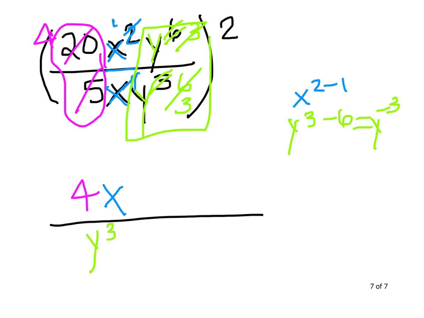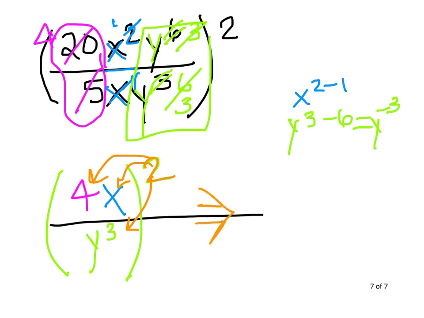Now we've simplified. Isn't that a much cleaner problem? Instead of 20x squared y to the 6 over 5x y to the third and then having to square that whole thing. Yikes, right? Now we've just got this. This is cute and easy. Okay? We keep our 2. And now, because everything's within the parentheses still, we want to distribute the 2 to the 3 constituents.